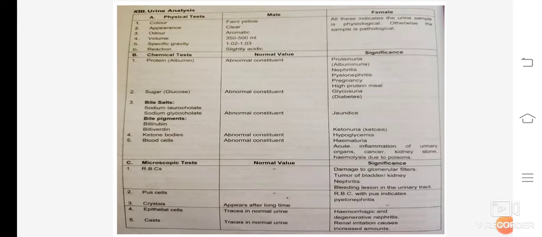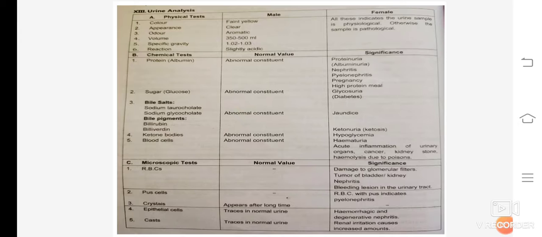These are abnormal constituents and used for jaundice. The significance is jaundice. Bile salts and bile pigments. In bile salts, sodium taurocholate and sodium glycocholate. In bile pigments, bilirubin and biliverdin. These are abnormal constituents, and in significance it is jaundice. Then ketone bodies, an abnormal constituent: ketonuria, that is ketosis, and hypoglycemia.